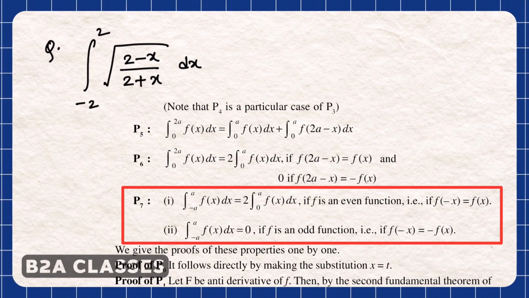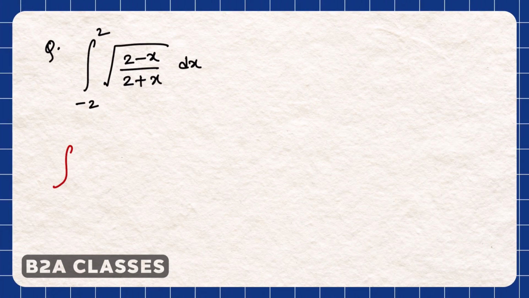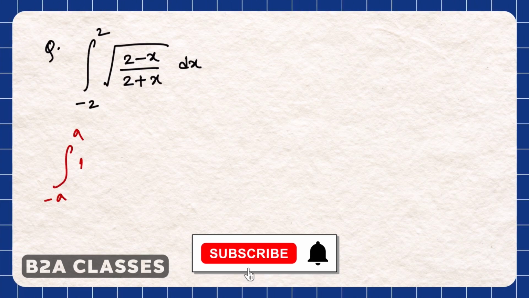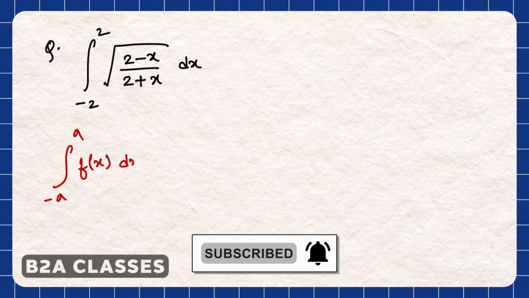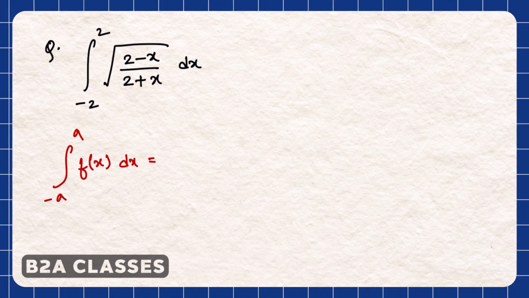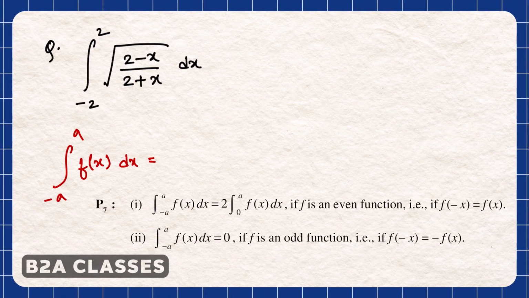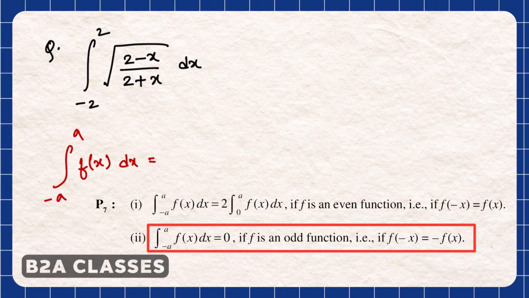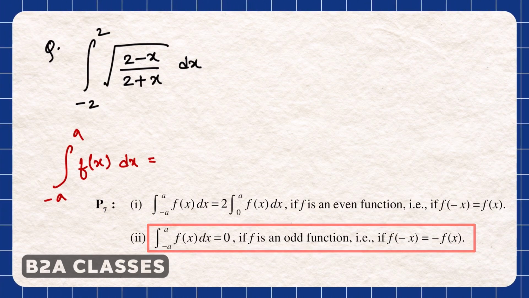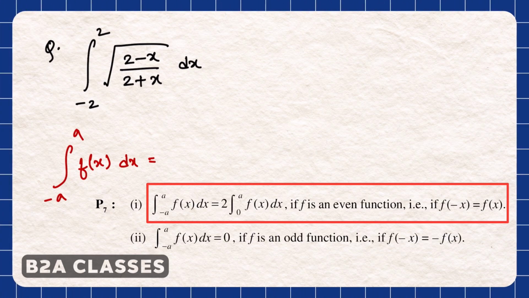But there are two results of this property. So whenever there is an integral and the limits are in the form -a to a, we try to solve the problem using this property. There are two results of this property: if the function is an odd function, then the result of this integral will be 0, and if the function is an even function, the result will be in this form.